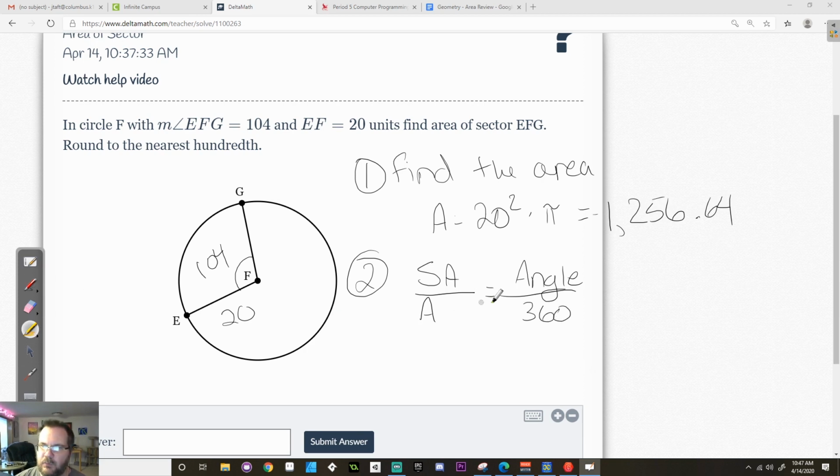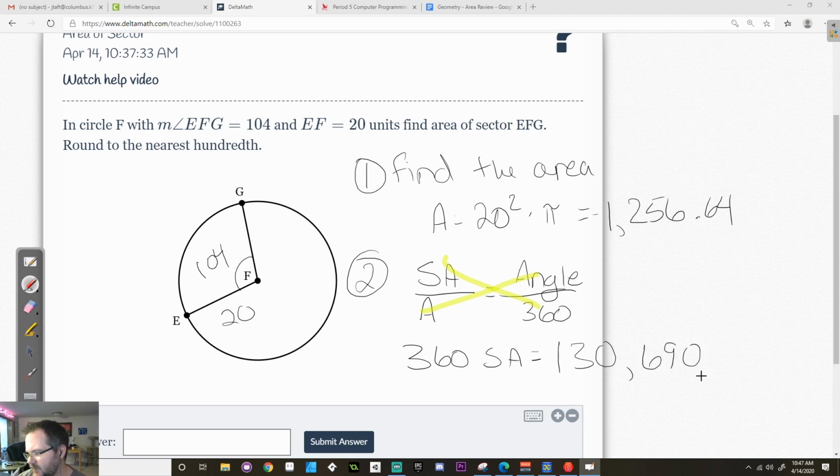So from here, I'm going to cross multiply. Sector area times 360 is 360 times the sector area. On the other side, I'm going to do the area times the angle. So that means I need to do 1,256.64 times 104. Okay. So that gives me 130,690.25. Now, the last step is to divide both sides by 360.